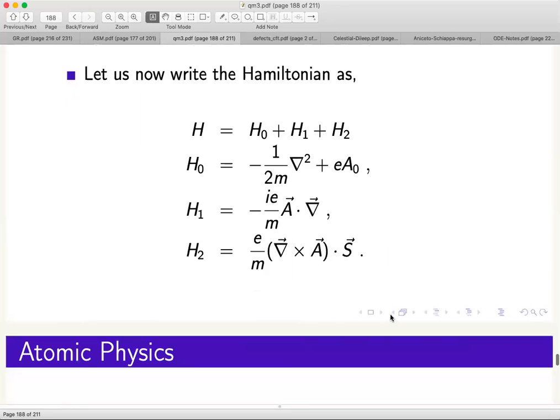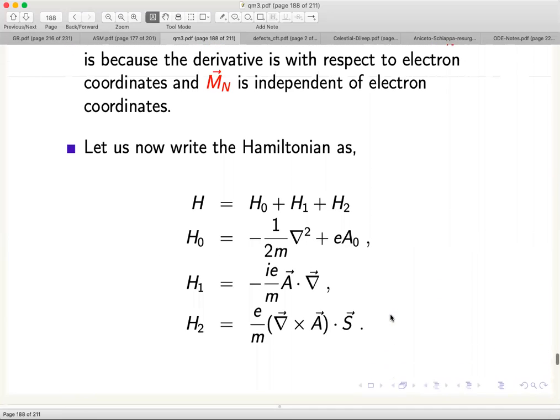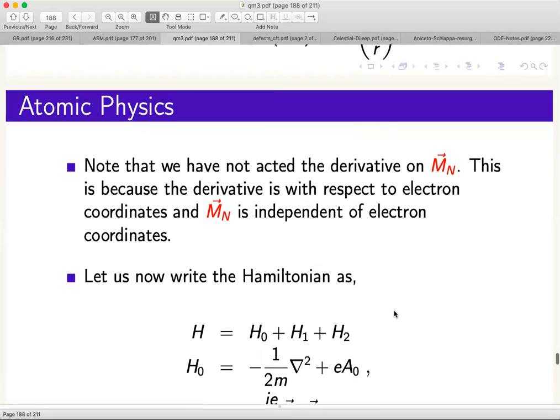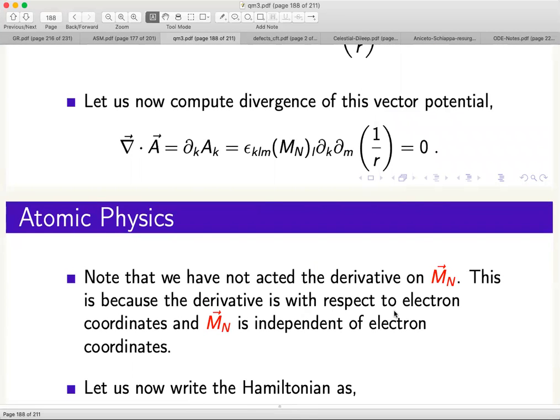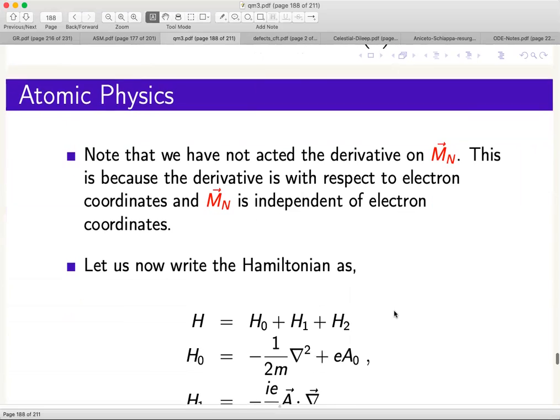Sir, could we have set del dot A to be 0, say by a gauge argument? You could have done it by a gauge argument also. Yes, you could have chosen the gauge, but here you can actually explicitly see that it vanishes, so you don't even have to worry about it. But yes, if you work in Coulomb gauge, you'll set it to 0.